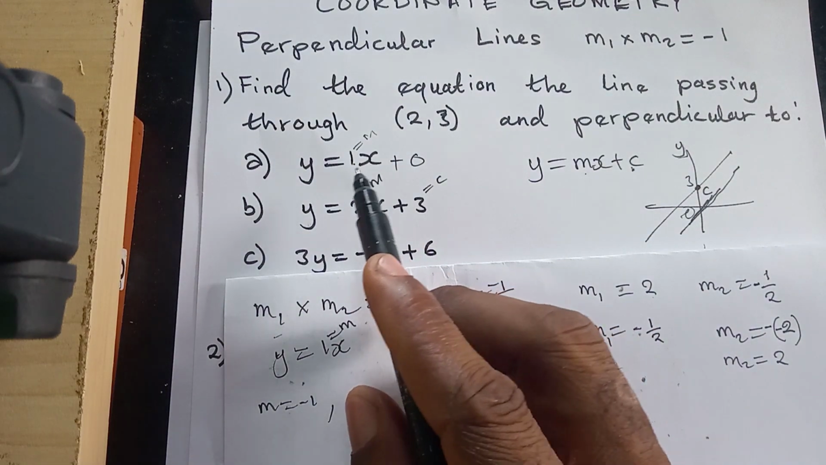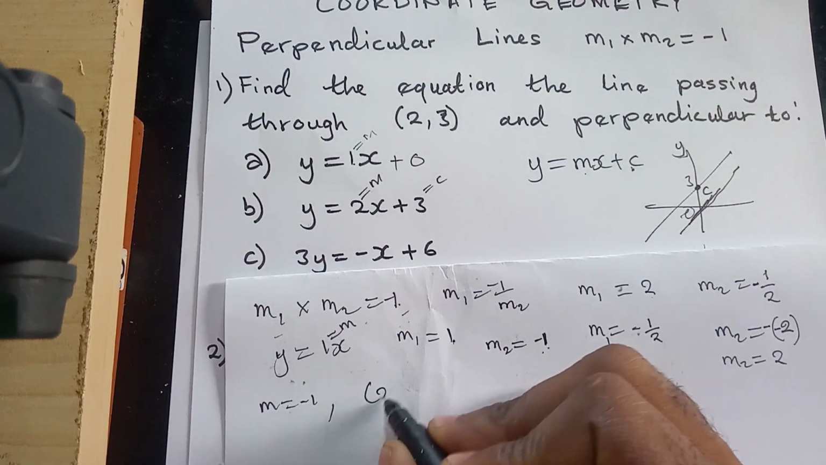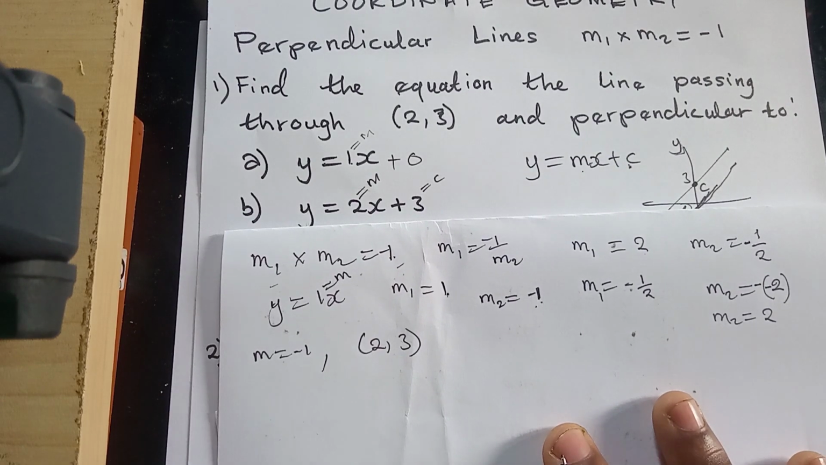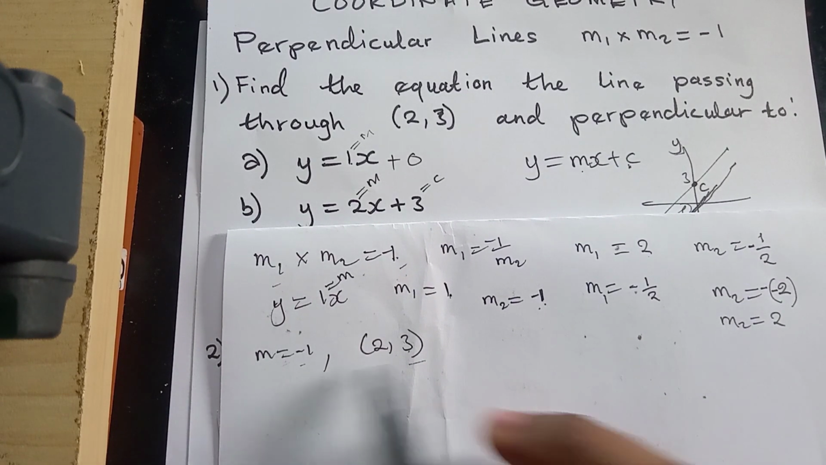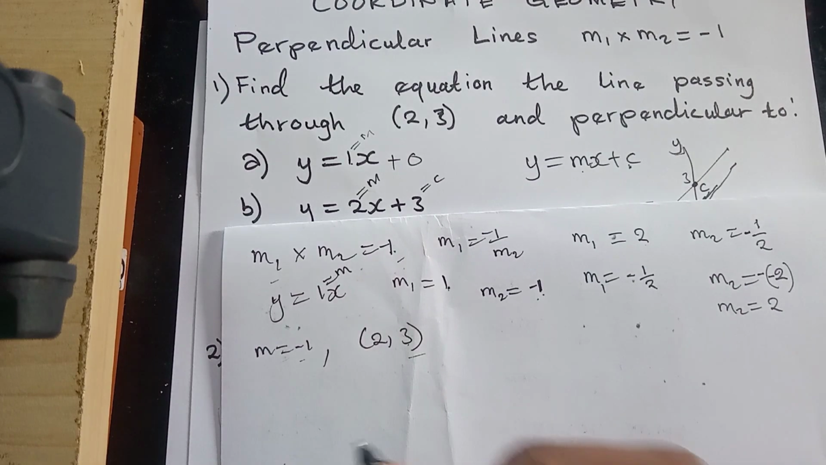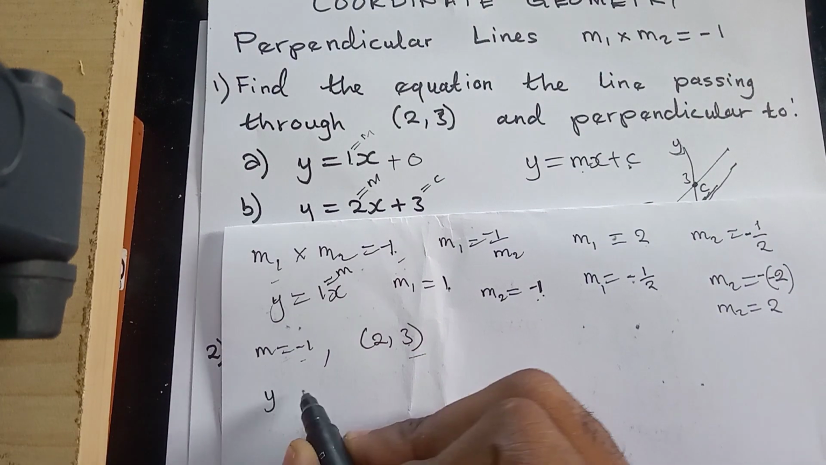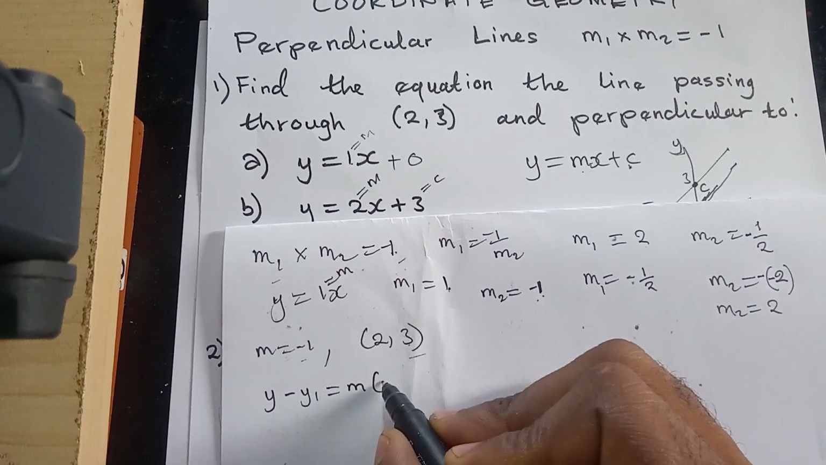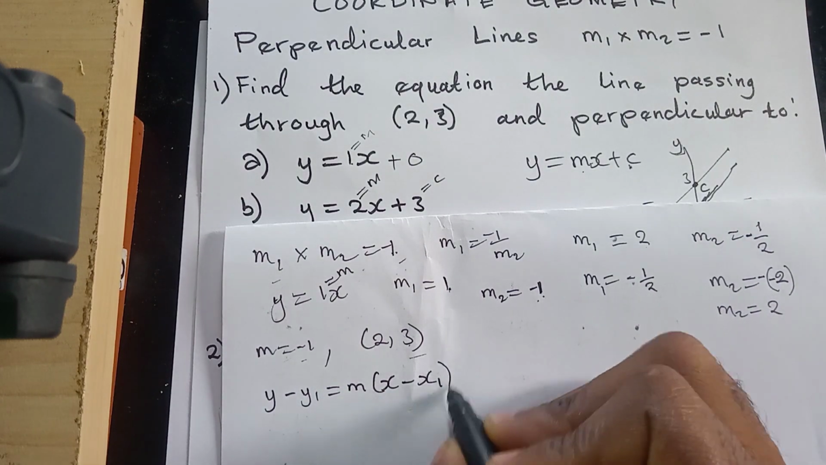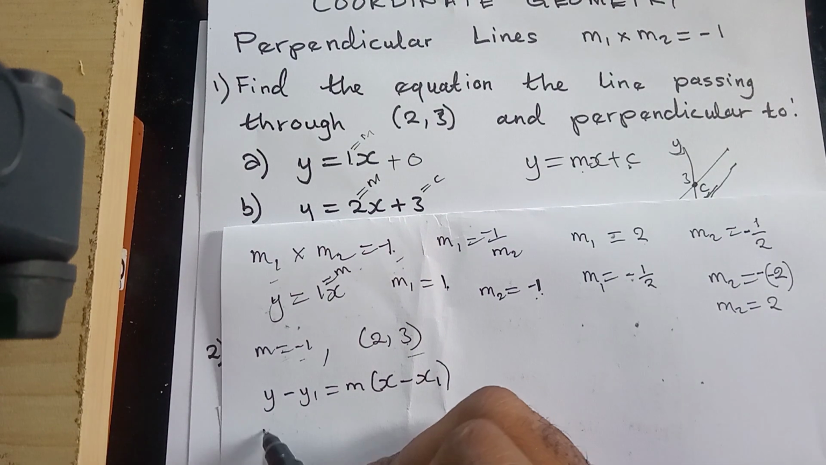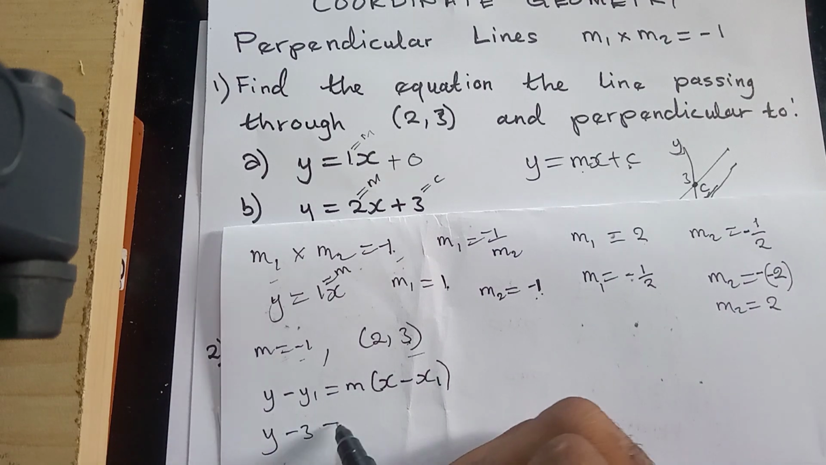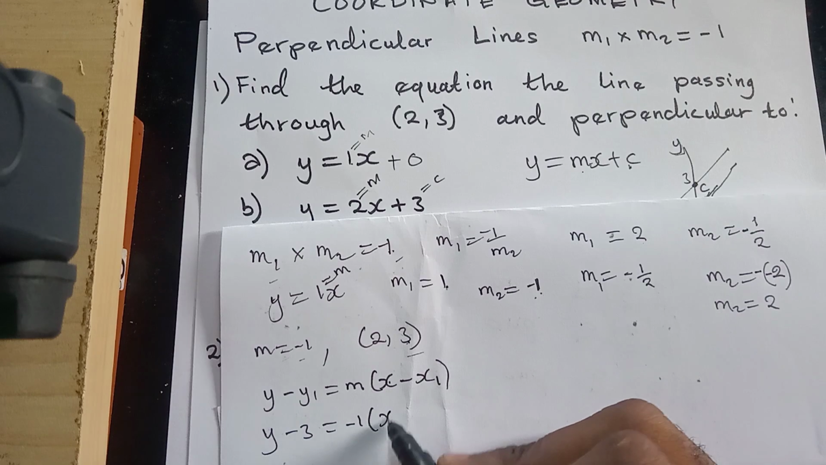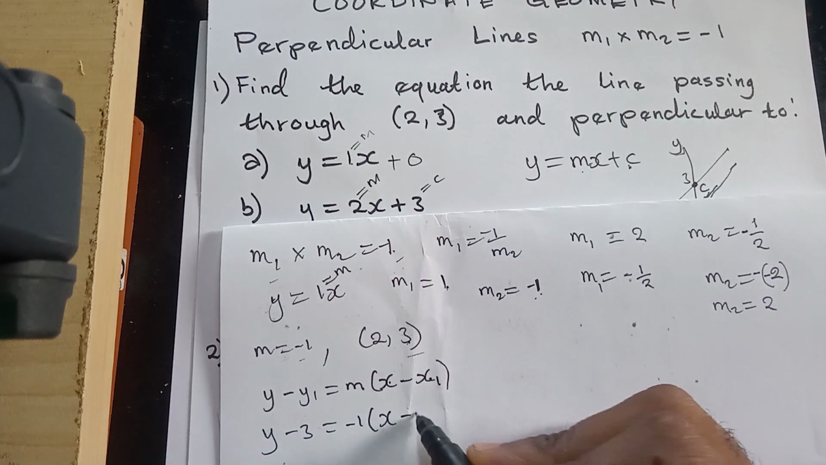And then we have one of the points, which is 2, 3. Then you can just use any of your favorite methods which has these two to find the equation. So for the first one, I will use this. I want to use as many methods as possible. So my y1 is 3, my m is -1, my x is just x, and then my x1 is 2.